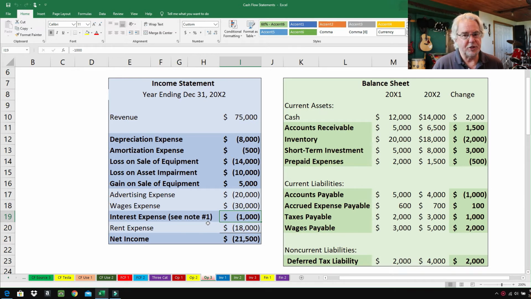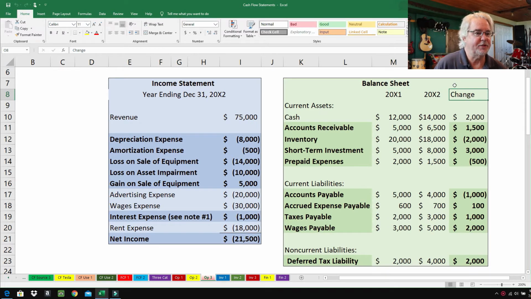Now, in order to do the operating section of the cash flow statement, we need to look at our income statement and our balance sheet. Not just one balance sheet, but what we need is last year's balance sheet and this year's balance sheet. So we'll look at last year's and then we'll look at this year's and see how much things have changed. And we'll take it one at a time.